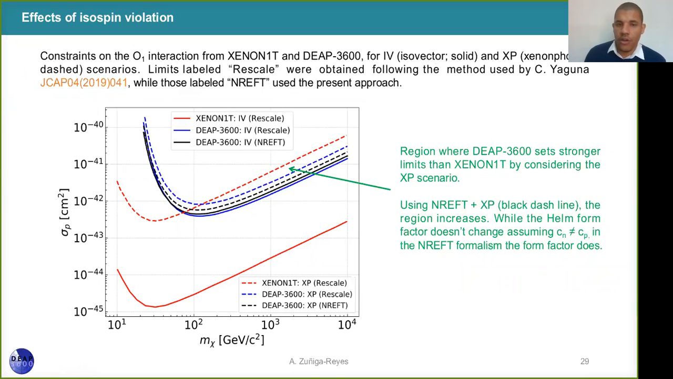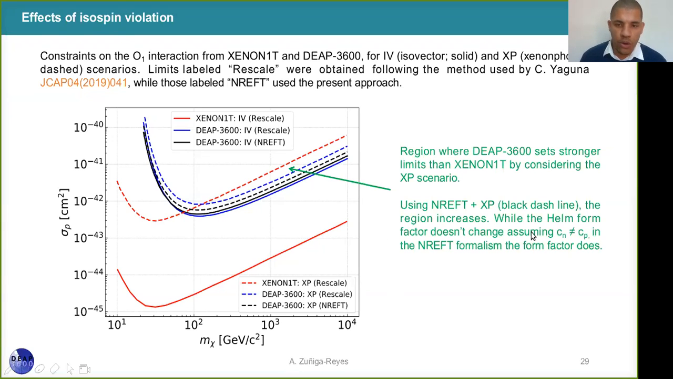So the most important thing in this plot is that there is a region where DEAP, an argon-based experiment, sets a stronger limit than xenon, considering isospin violation. In other words, if we assume isospin violation, we can observe in the parameter space that there is a mass region where an argon-based experiment sets a stronger limit than Xenon 1 ton.